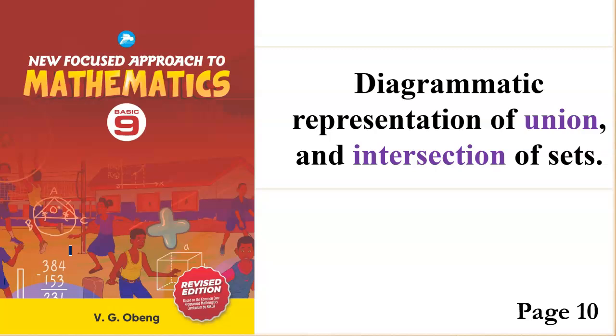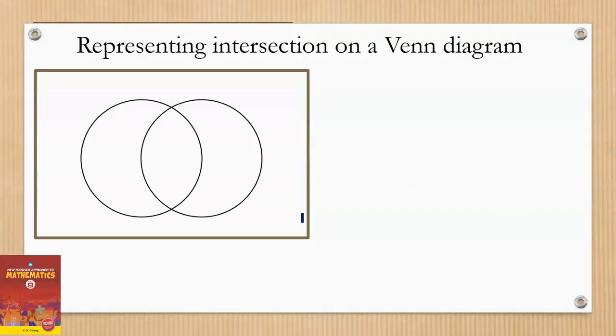This is the revised edition, and in this lesson, we want to learn how to use diagrams to represent union of set and intersection of set. This lesson can be found on page 10 of your textbook. So, we want to learn how to represent sets, both intersection and union, using diagrams.